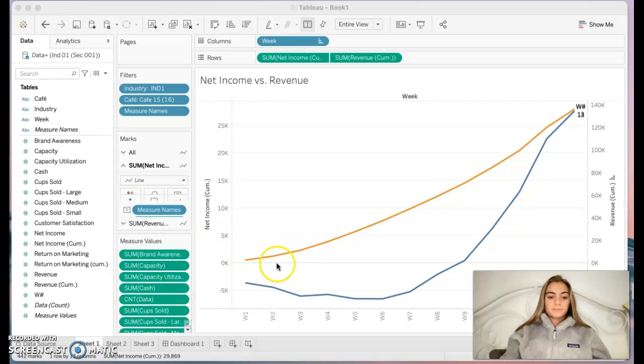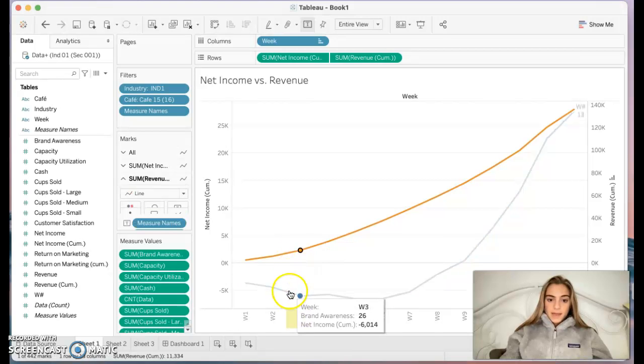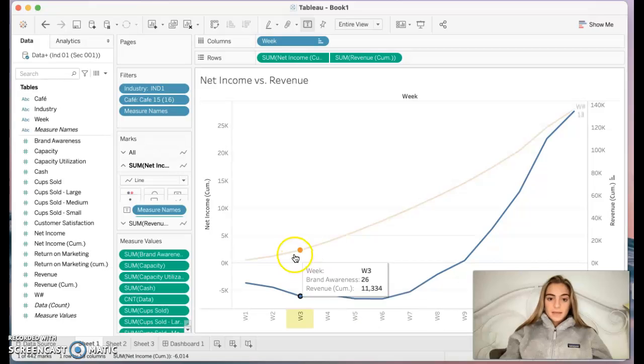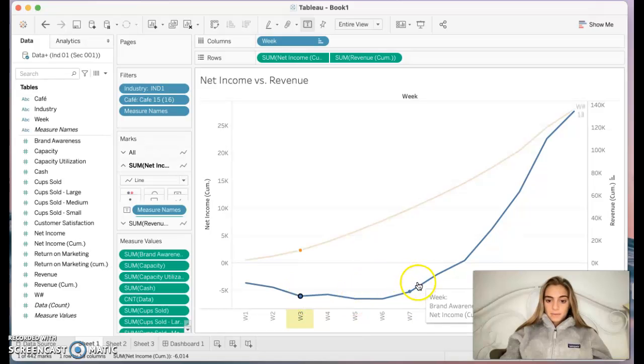My first sheet, Net income versus revenue, as you can see by the title, shows the weekly incline of my results for my cafe. The orange line is the revenue and the blue line is the net income. And you can see when you click, it goes from week 3 to week 4 to week 5 to week 6. And the same thing for the blue line, week 3 to week 5, 7, 8. And it keeps increasing.